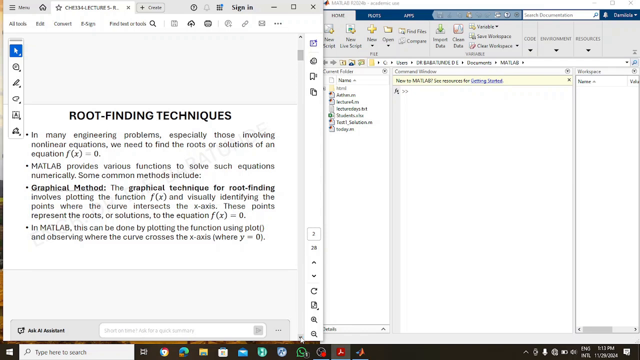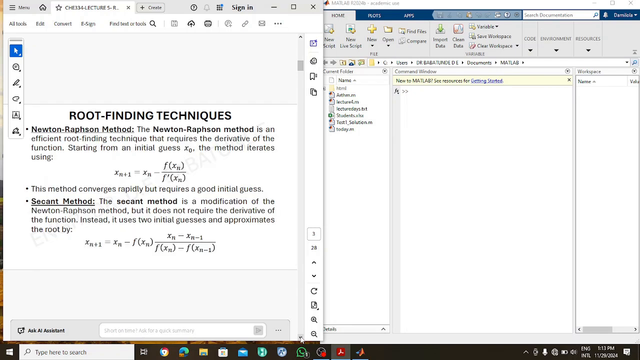So if you are doing that, you want to look at where the plot crosses the axis when y is equal to 0. That's where you get your roots if you are working graphically. Okay? Then you could use numerical techniques to get your roots. So here are some of the numerical techniques that you can use.